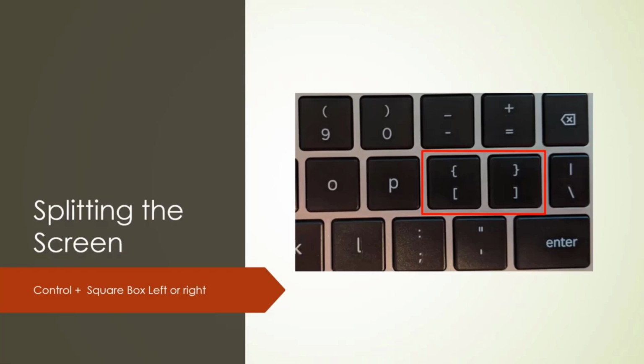It is possible to split the screen on your Chromebook so that you can have two tasks running at the same time. To do this, you can use Control plus the square box you'll see outlined in red. If you want the pane to be on the left side, you would hit Control and the left square box, and if you wanted to have it on the right side, you would hit Control and the square box on the right.